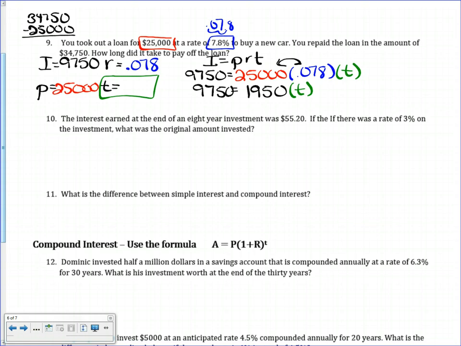To get T by itself, we're going to use inverse operations. Divide. So that cancels. Remember, this is the fraction that you must type into your calculator. If you do not type it in this way, you will not get the correct answer. Divide that out, we get 5 equals T. So it was in there for 5 years.